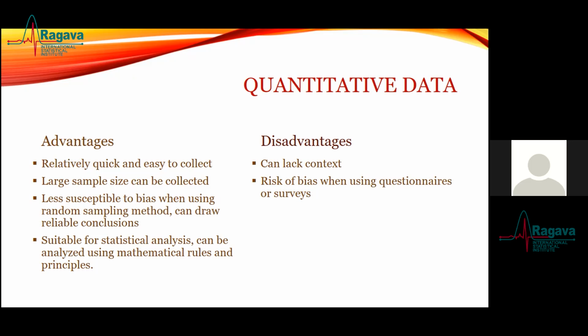And some of the prime disadvantages of quantitative data include that it lacks context, and there is risk of bias when using questionnaires or surveys. Questionnaires and surveys are one of the methods for collecting data. So I'll discuss it in the next slide.